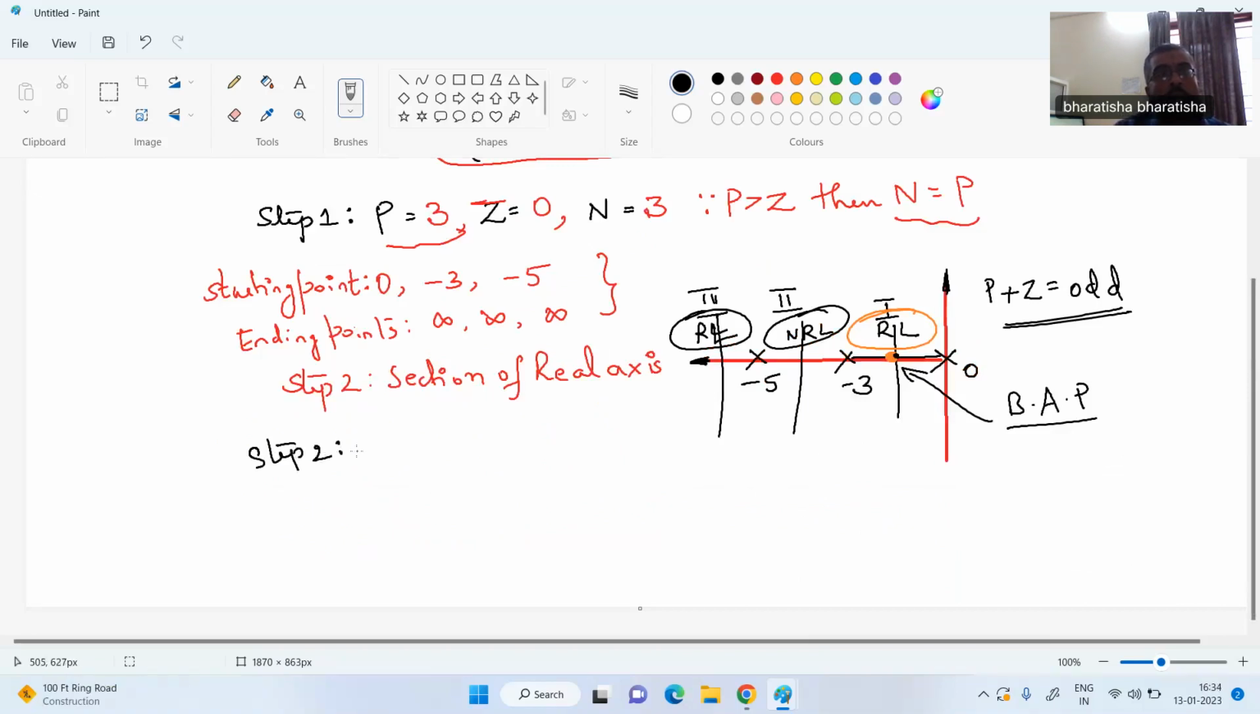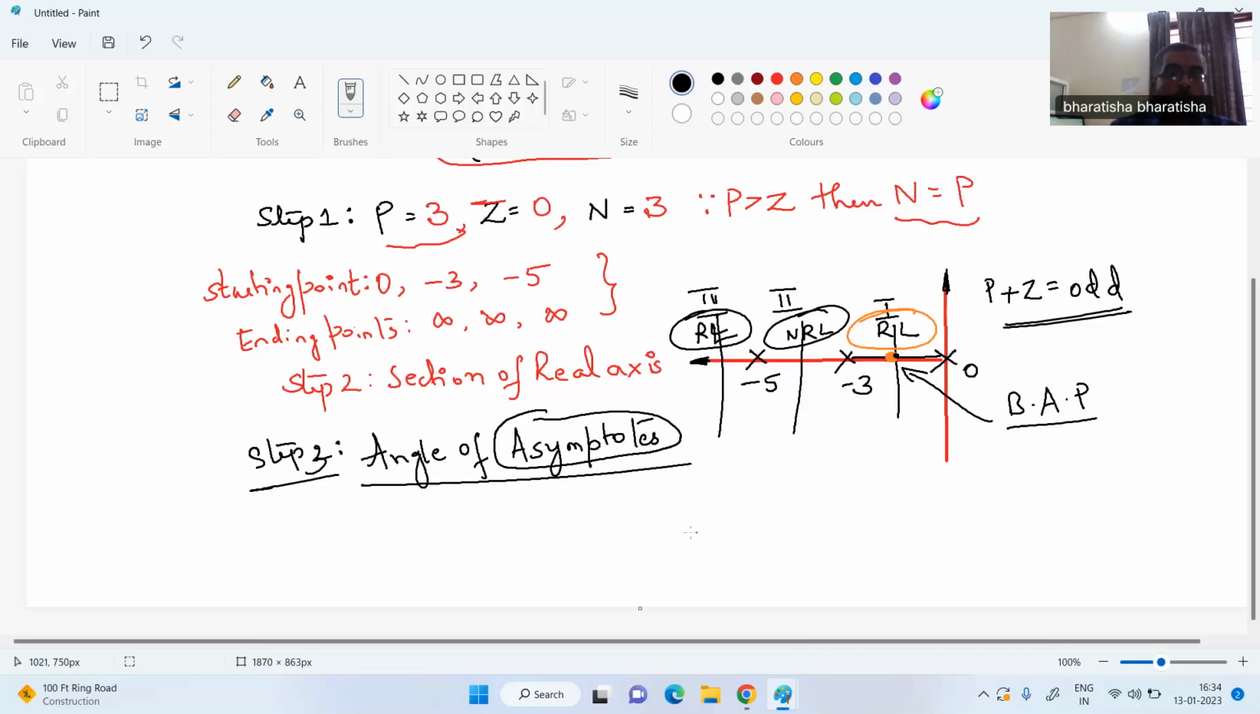Step 2 is over. Next, we will go to step 3. Under step 3, we have to find out the angle of asymptotes. So what are angles of asymptotes? Angles of asymptotes are nothing but the angles which show the path of the root locus approaching towards infinity. So asymptotes will always show you the path through which the root locus will approach towards infinity. So you have to find out this angle.